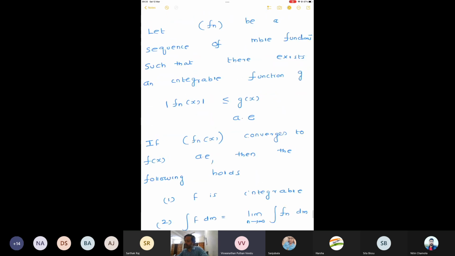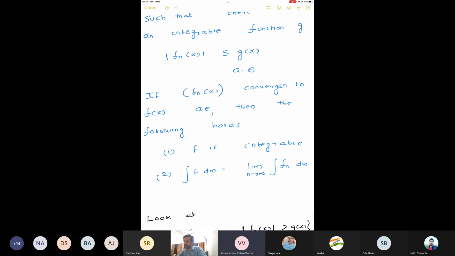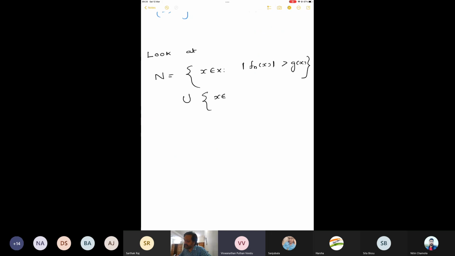We have to consider those points at which it holds. Look at N, which is the collection of all x in X such that modulus of Fn(x) is greater than G(x), the points where the domination does not hold, union, there are two things to hold, one is the domination and one is the limit. Limit of Fn(x) should be equal to F(x). Wherever it gets violated, I am combining: the set of all x in the domain such that convergence is not there, Fn(x) does not converge to F(x). So I combined where the domination is not there and where the convergence is not there.